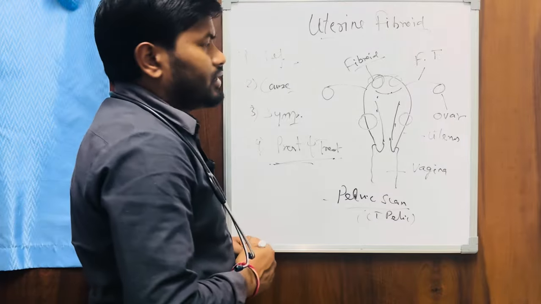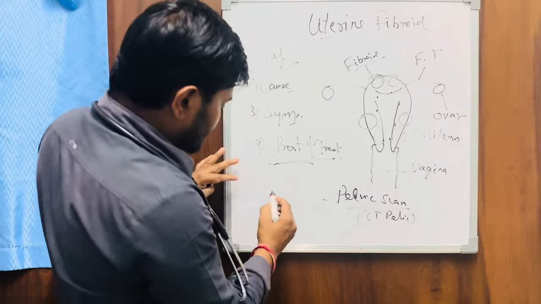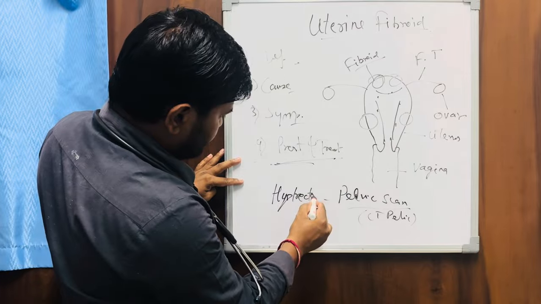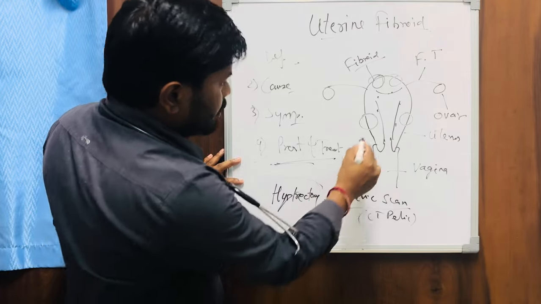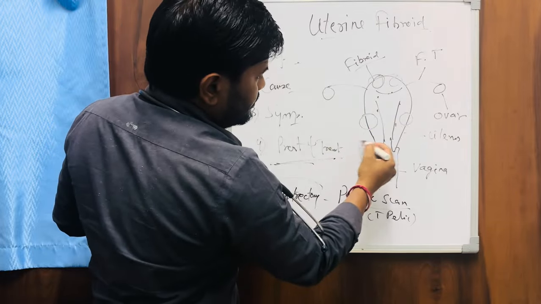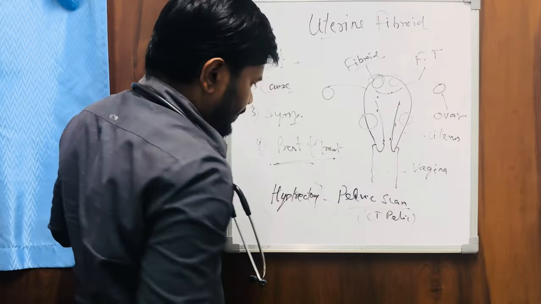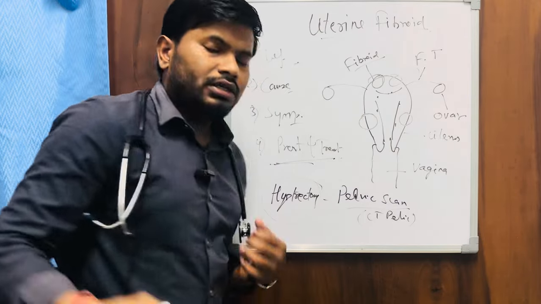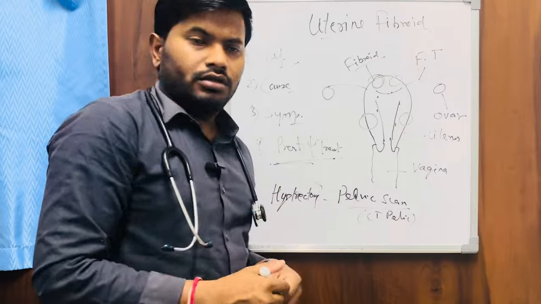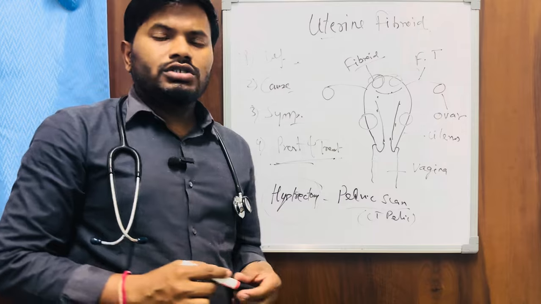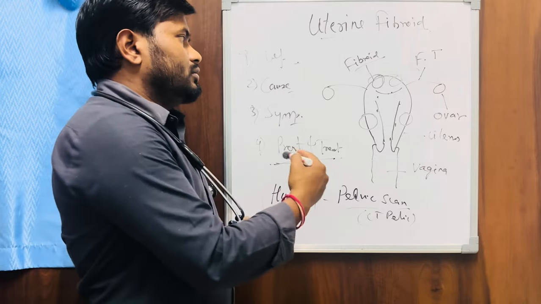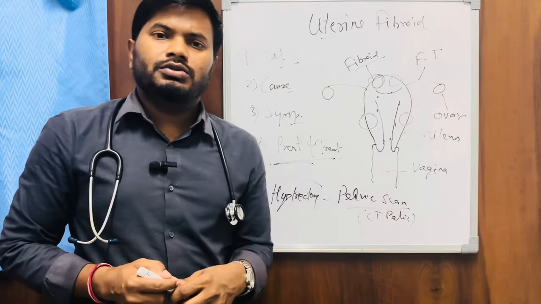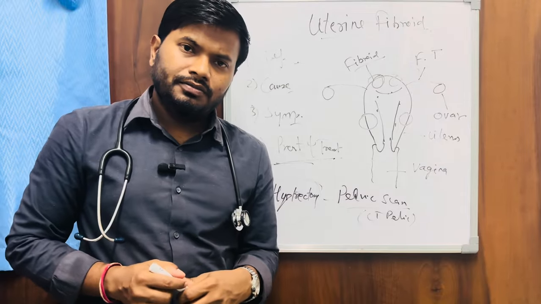And the last one is surgery. The surgery is called hysterectomy, the surgical removal of the uterus. They will remove this area, and removal of the uterus is called hysterectomy. This is the permanent solution for fibroid, because medicines work very rarely, but surgery is the best choice and best option for fibroid treatment.